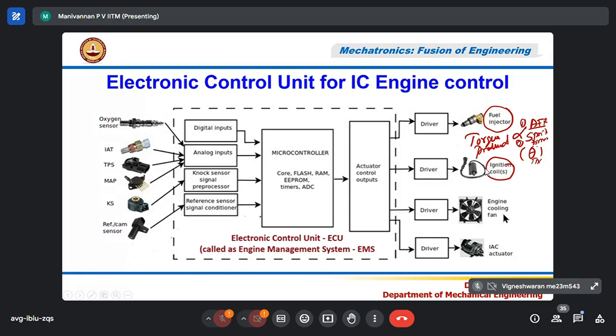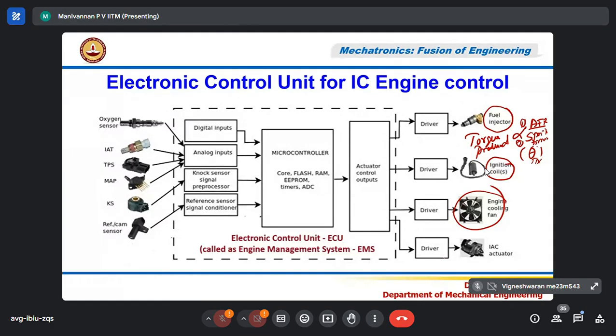Apart from that, in many latest generation engines, you have a radiator, correct? And the radiator has a cooling fan. Many times in old generation cars, it is driven by a belt drive. The radiator fan will be driven by the engine. Nowadays, we are using an electric motor, an electric fan, to cool the radiator. That also will be controlled by the ECU.